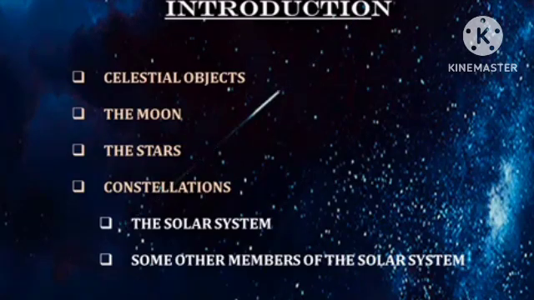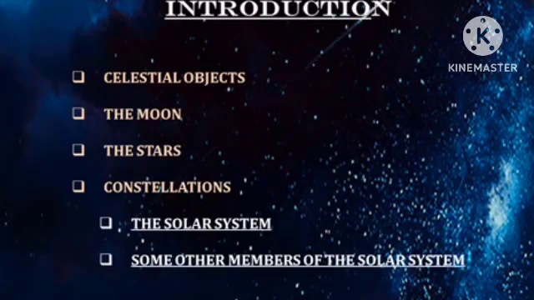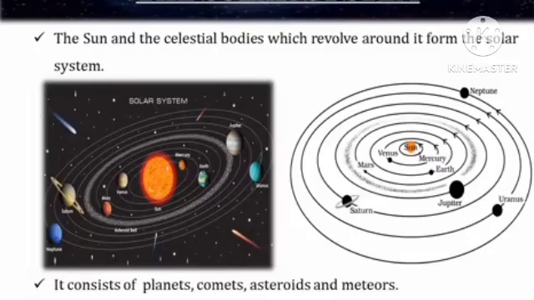Now in part 2, we'll deal with the solar system and some other members of the solar system like the asteroids, the comets, meteors, and artificial satellites. So the first topic is the solar system. The sun and the celestial bodies which revolve around it form the solar system.